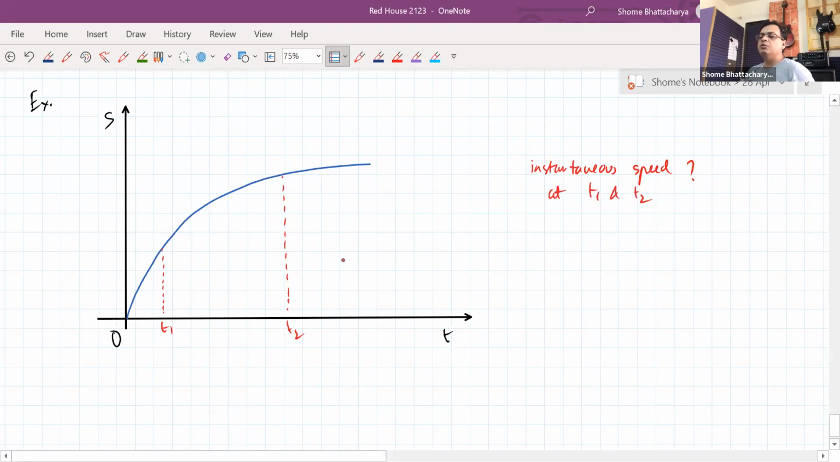This time, what is different about this graph? Can anybody tell? It's a decelerating motion. Yes, it's a decelerating motion. You can see the instantaneous speed at t1 will correspond to this sort of a tangent line.